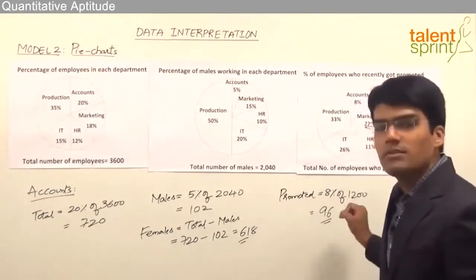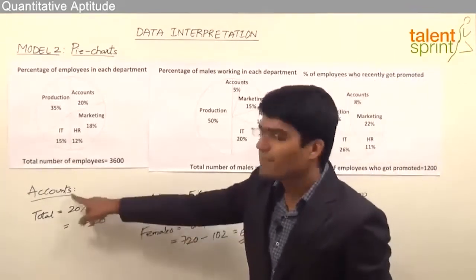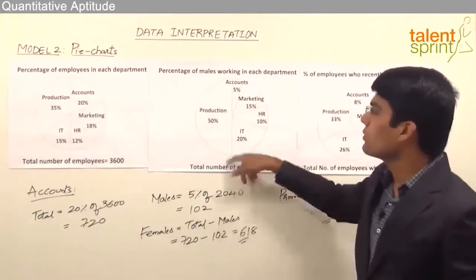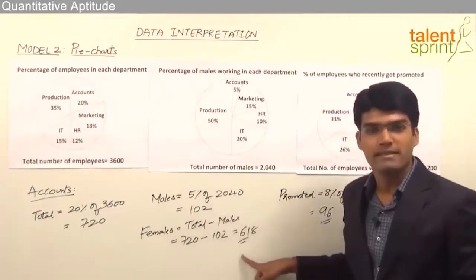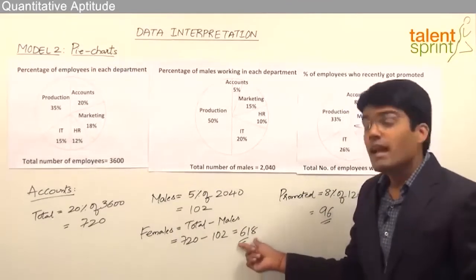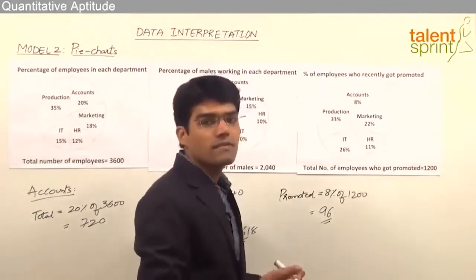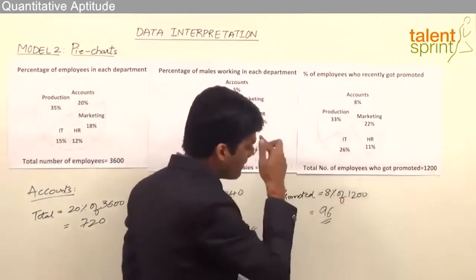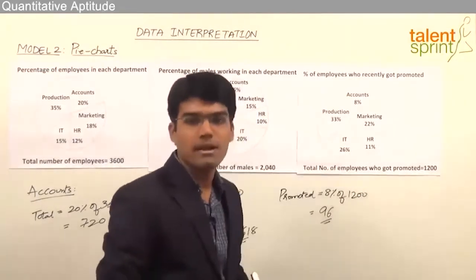So these are the different values that can be calculated for a given department. For example, total number of employees in accounts department is 720 from the first pie chart. Number of male employees in accounts department is 102 from the second pie chart. Once we know total and number of males, we can find out number of females. That is nothing but total number of employees minus number of male employees, which is equal to 618. And from the last pie chart, we can find out the number of employees who have got promoted from each of the departments. So for accounts, it will be 8% of total promotion, 1200, which comes out to be 96. So 96 employees have got promoted from accounts department.